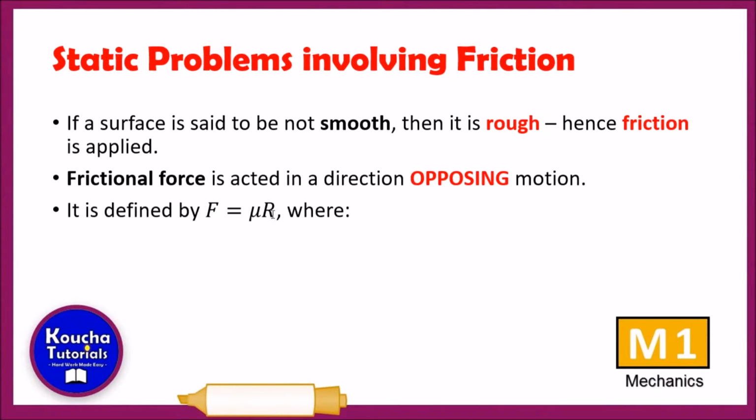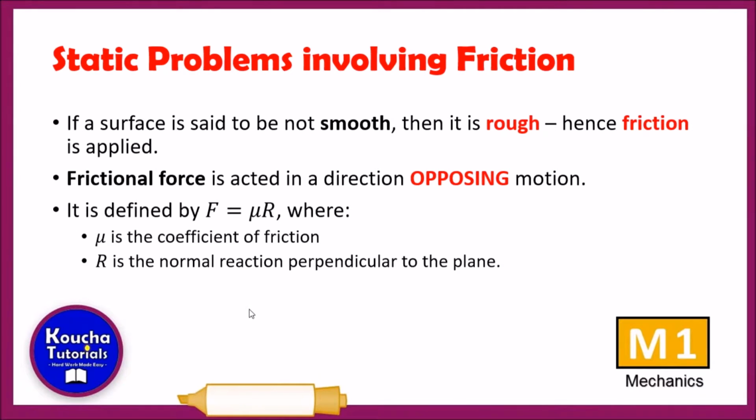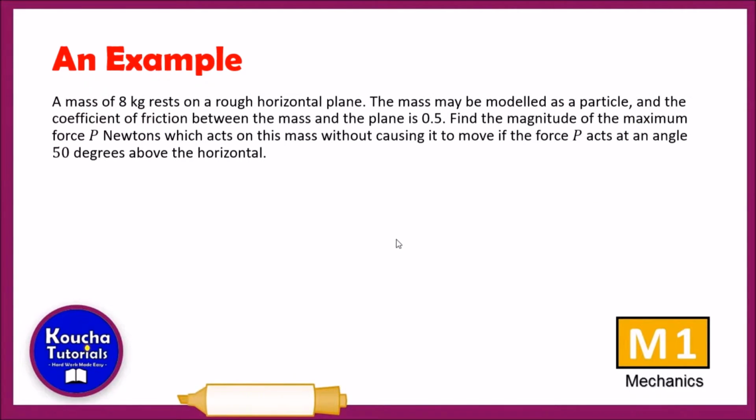We know that this force is defined by mu R, where mu is the coefficient of friction and R is the normal reaction perpendicular to the plane. Same principle: if there was some weight underneath, we're always going to have a normal reaction R. And if we're pushing it to the right, so it's moving this way, we're going to have some sort of frictional force here, and F equals mu R. Okay, let's move on.